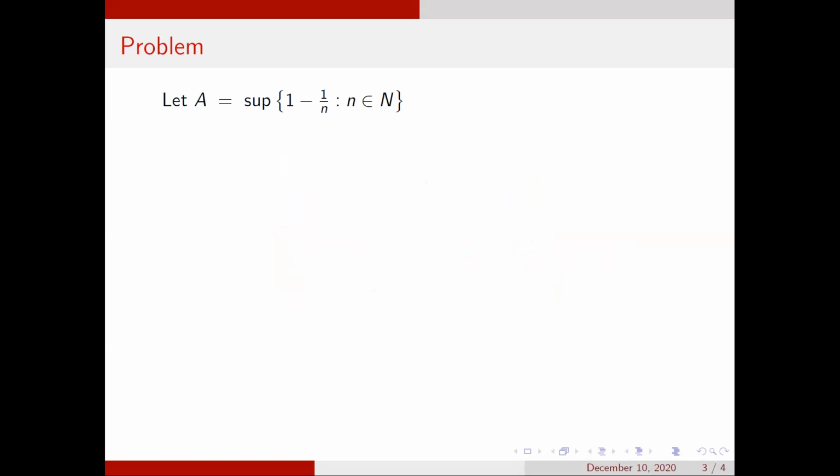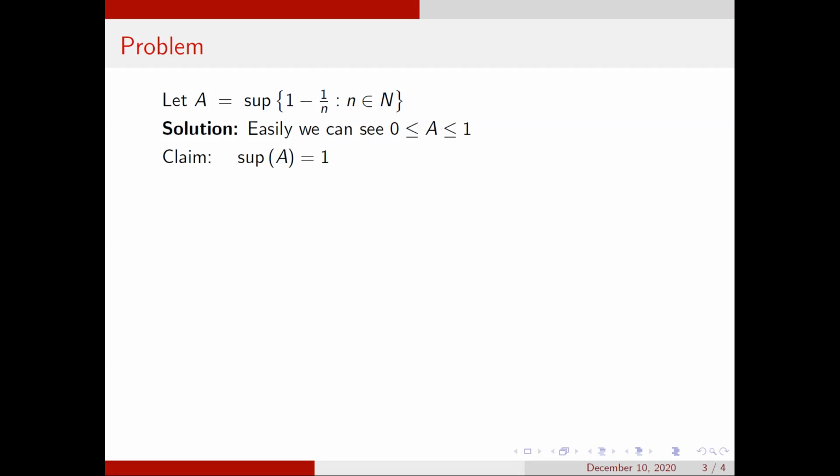Let us denote the set by A, and here we can easily see that the range of set A lies between 0 and 1. Because for n equal to 1, 1 minus 1 is 0, and as n goes to infinity, 1 by n converges to 0, so the maximum range is 1. This is strictly less than 1, right?